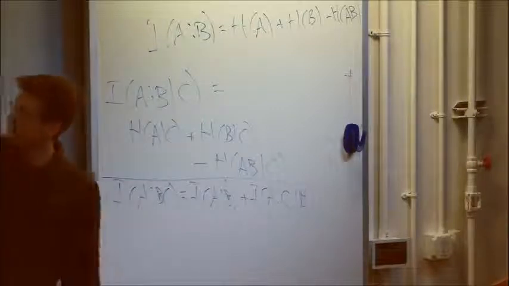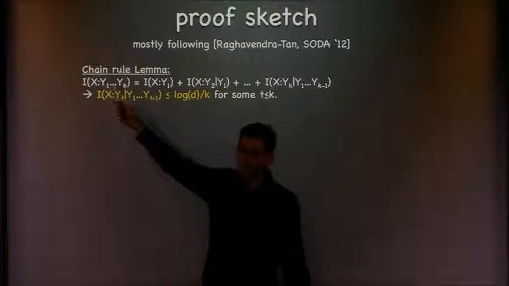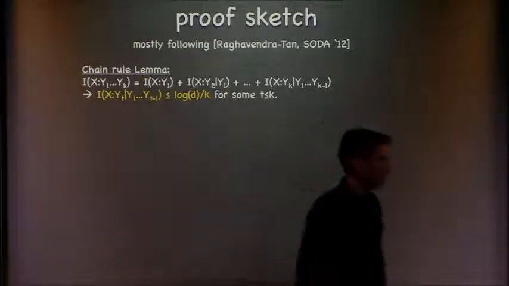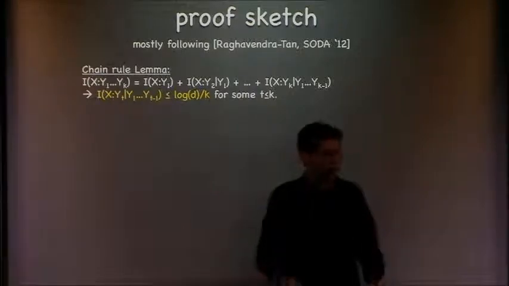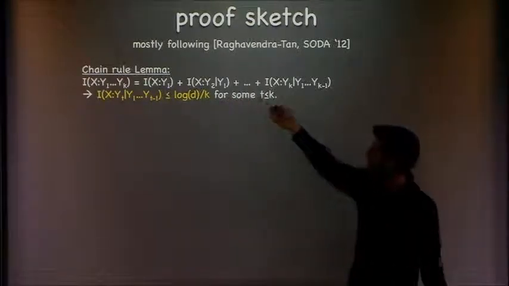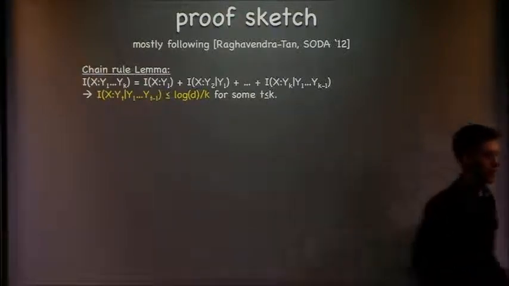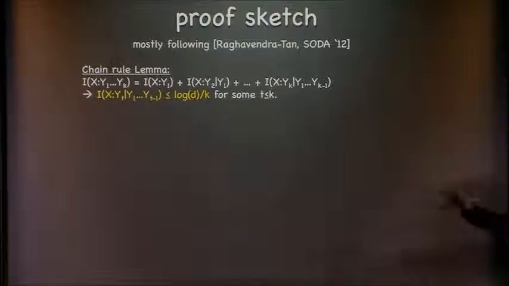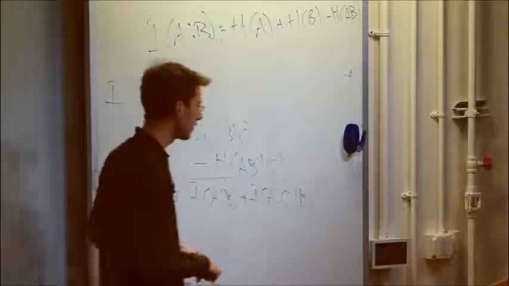And if you repeat it, you can say, what is the mutual information between a system X and a series of systems Y1 through YK? It's the mutual information between X and Y1, plus between X and Y2 conditioned on Y1, and so on up to X and YK conditioned on all the ones that come before it. So that's just an identity. That's just doing these kind of things, expanding out these kind of terms and canceling things.